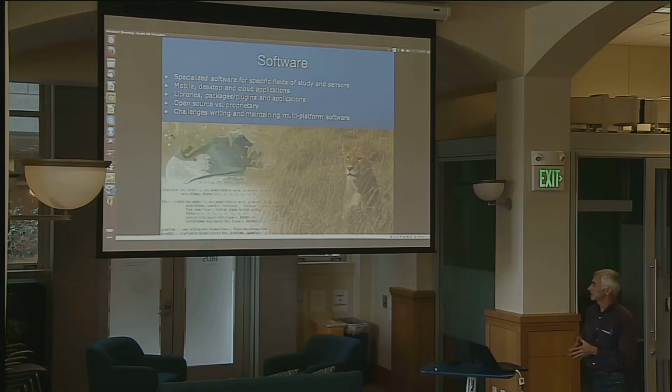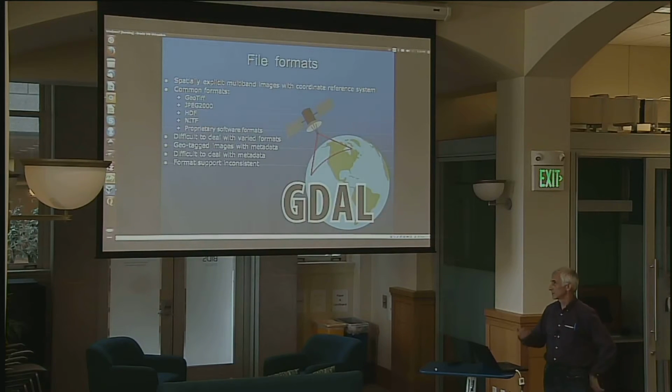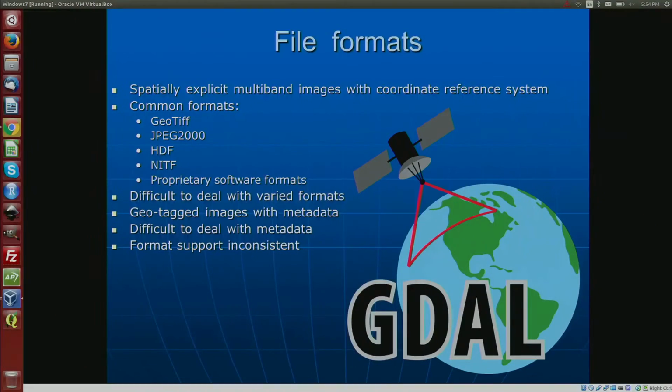And I just note that we have challenges writing and maintaining multi-platform software. That's something that our group tries to do. We try to produce a lot of applications for the masses, so people can access some of the algorithms that are maybe more difficult to access, by writing applications, and it's not always easy. That's something I'd like to get out of this actually, these next or tomorrow.